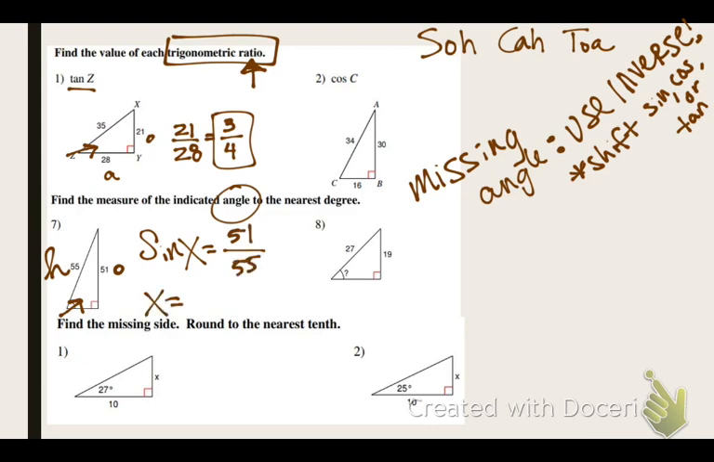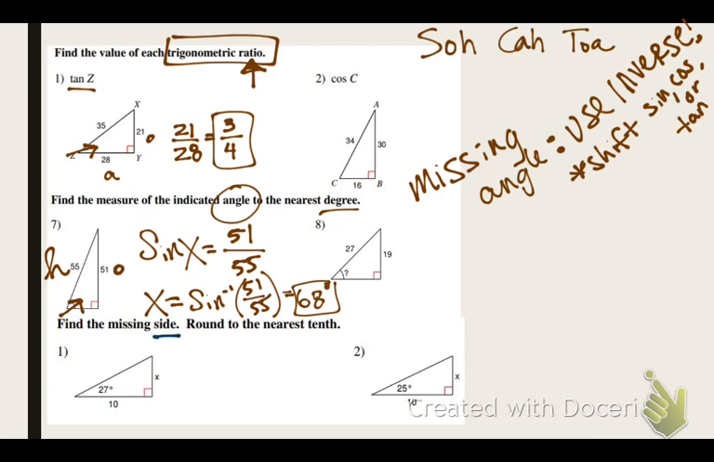Then how do you solve for X? Yeah, sine to the negative 1. So shift sine, and then type in 51 over 55. Hit enter. We're rounding to the nearest degree, so the whole number. 68 degrees. So when you're missing an angle, you will use the inverse button. If you are not missing an angle, you will not touch the inverse button.